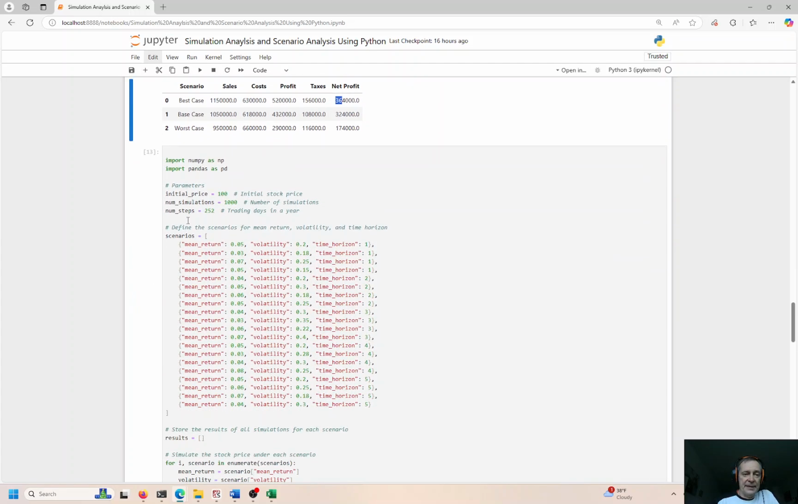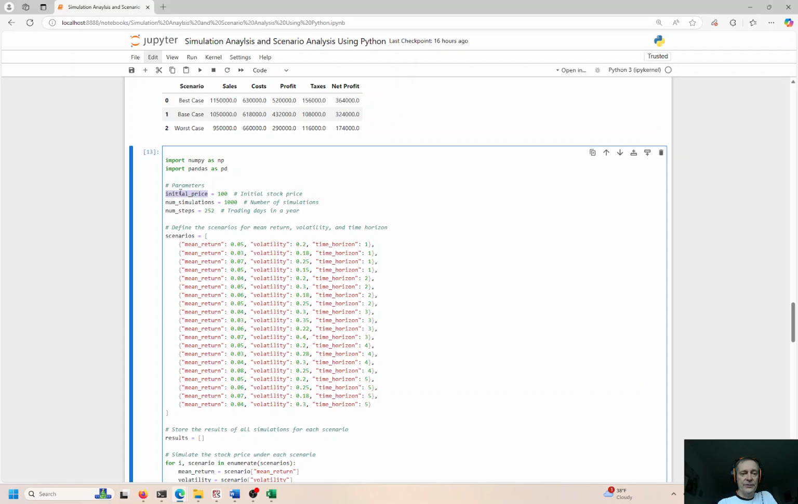So let's look at this example again and rerun this analysis, but get more output, and we're going to graph and plot this too. So we're looking at initial price of $100, number of simulations 1,000, and number of steps 252 trading days in a year. So it's a little bit arbitrary. We're not looking at stocks at this point. This is more like the business profitability. But again, like how often is the business open? Probably as often as the stock market is open.